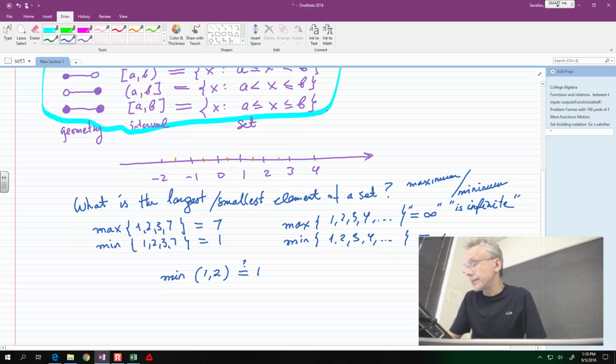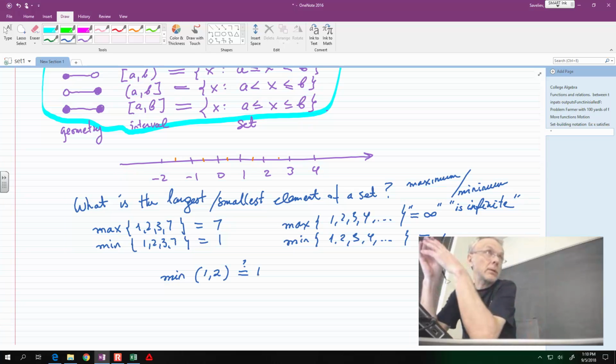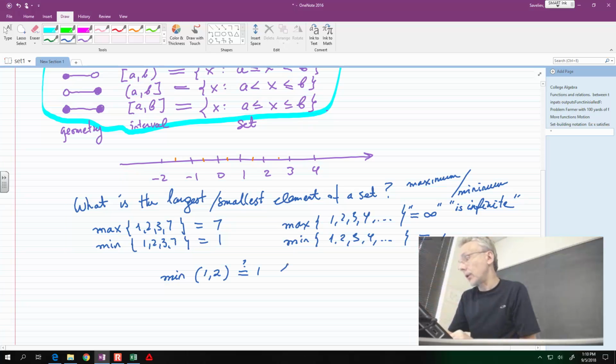Because it's inside the open bracket, which means what? It means that 1 does not belong to the set, because 1 is not an element of the set.